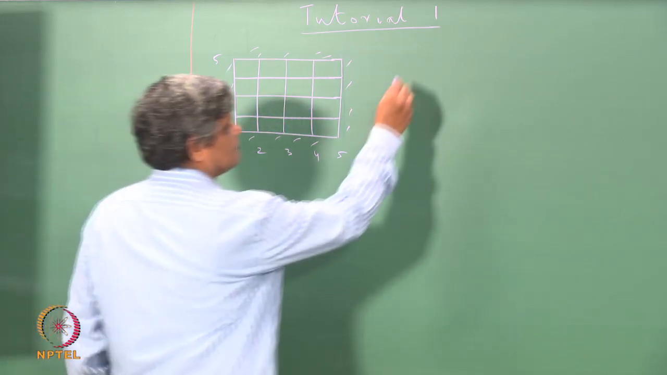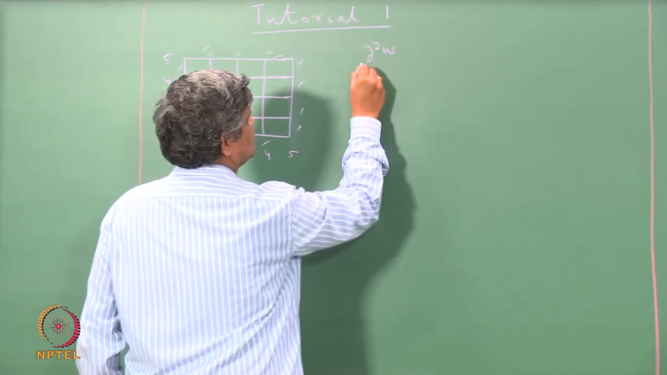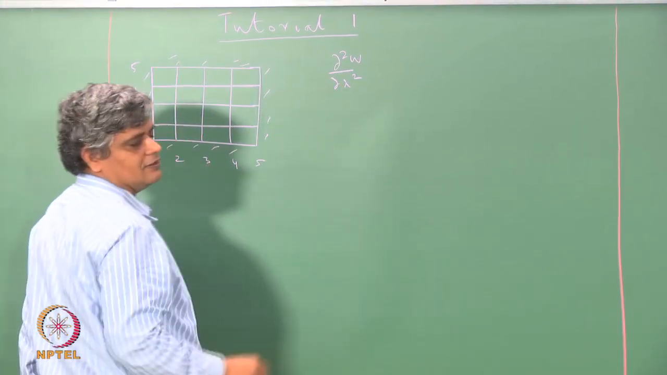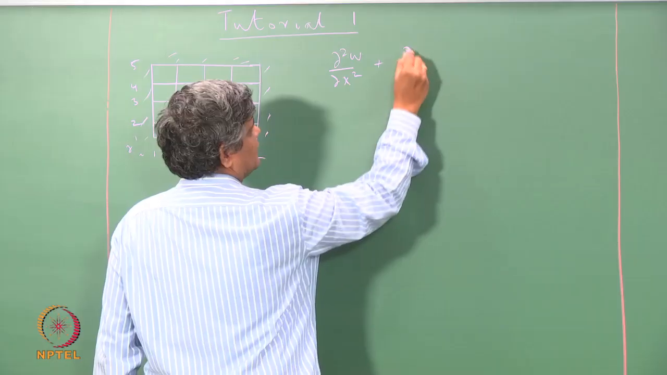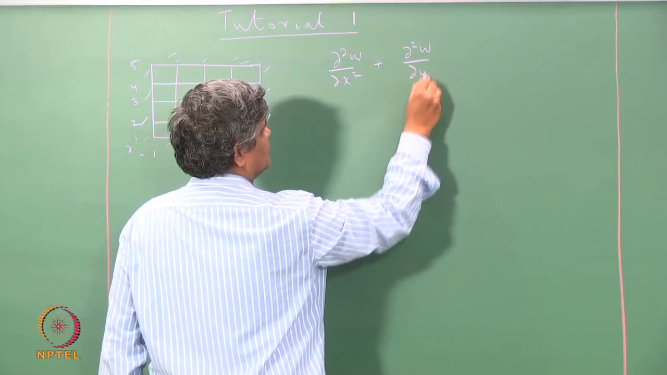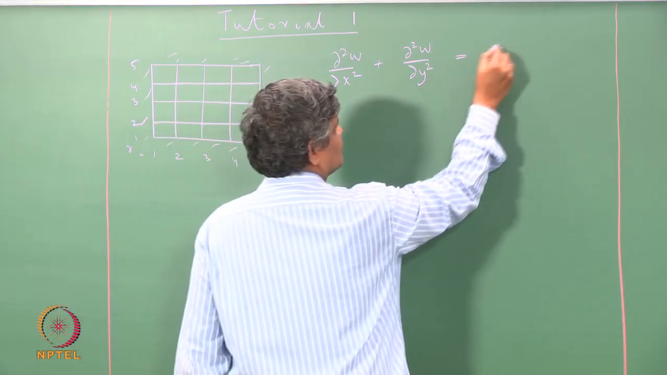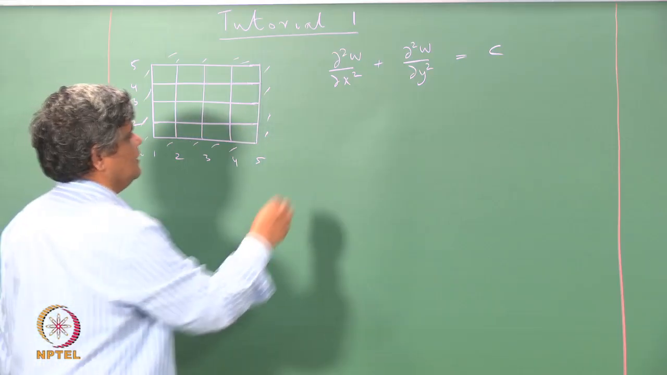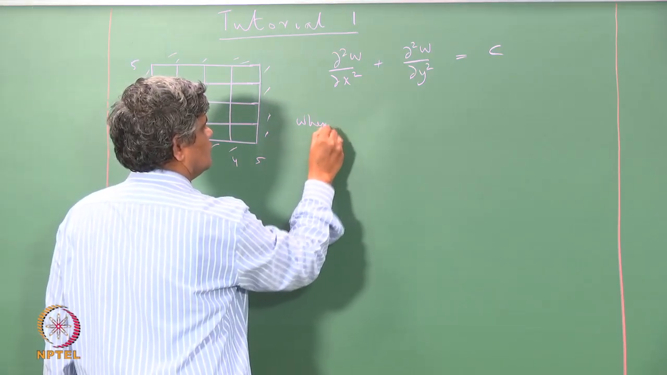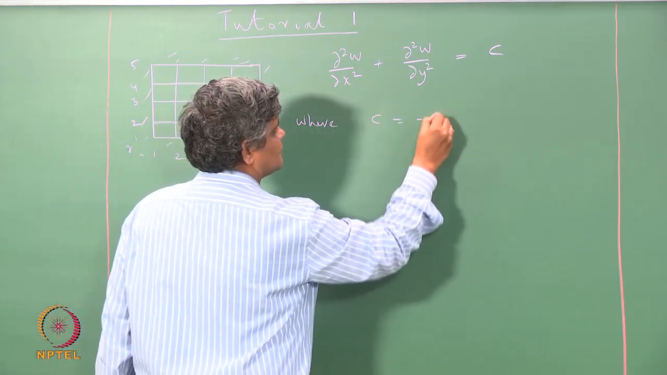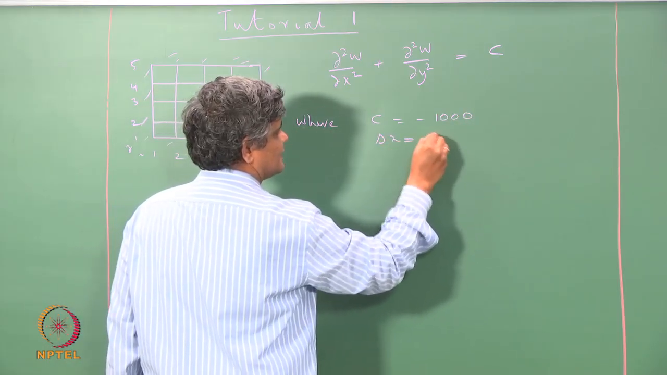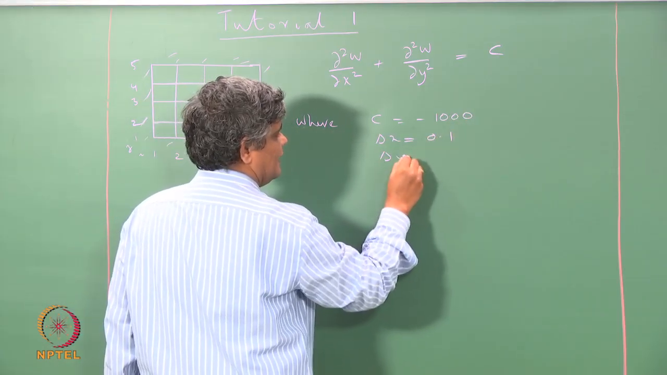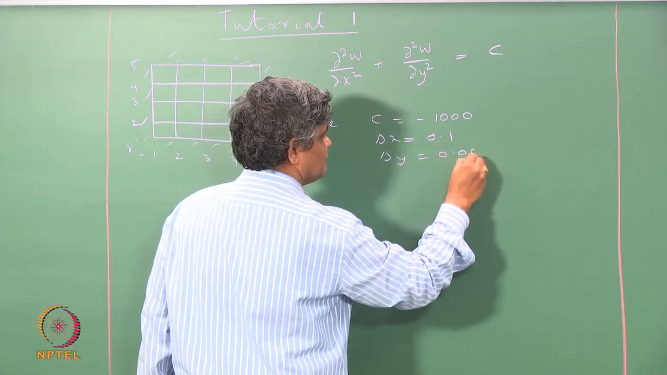And we would like to solve the equation del square w by del x square plus del square w by del y square equal to constant c, where c is minus 1000, delta x is 0.1 and delta y is 0.05.